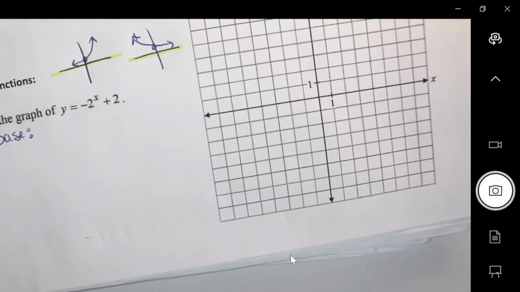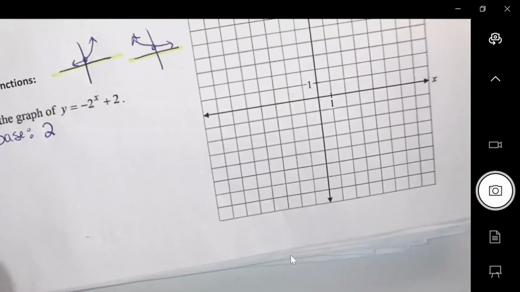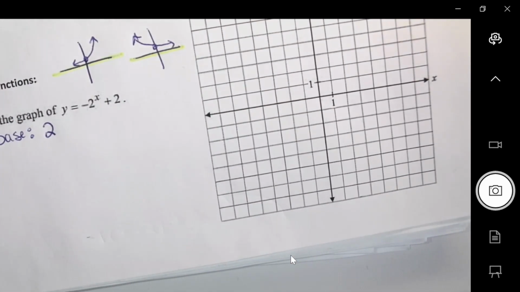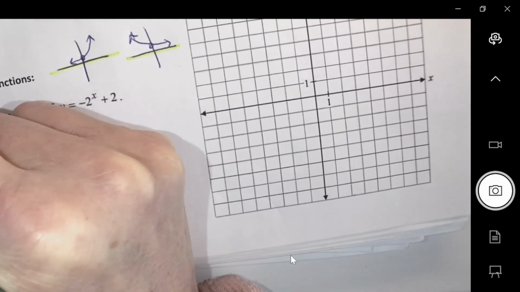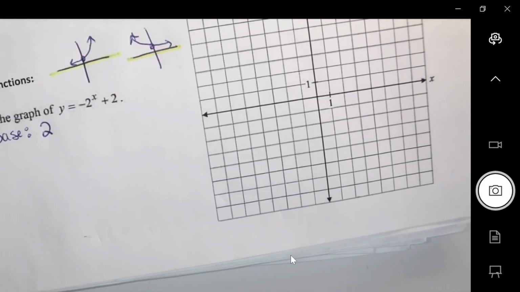Okay, so our base is 2. Your base is not negative 2. That could be a trick kind of question. Your base is not negative 2 because it's 2 to the x, and then it's an afterthought that it's getting multiplied by a negative after. So like I said, I start the same way no matter what.